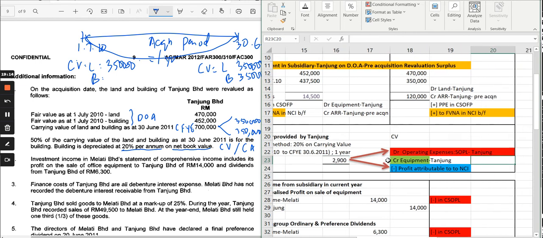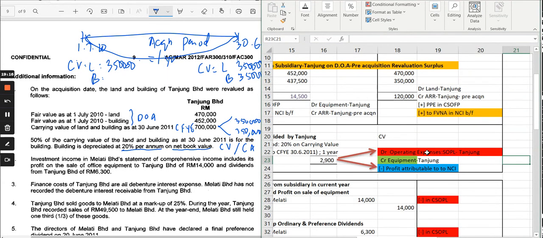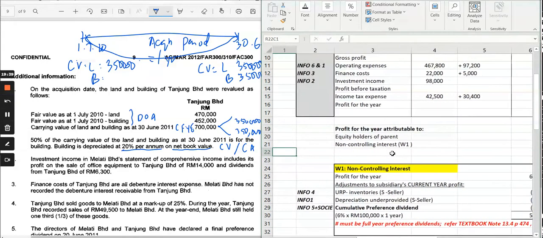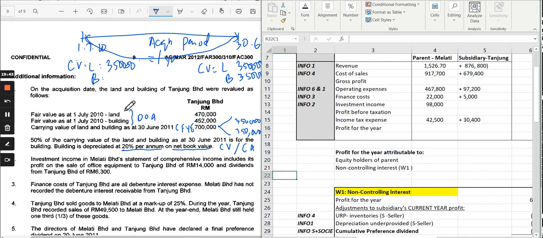2,900. So that will be debited to the operating expenses, because this is happening in the current year. The depreciation is in the current year. And that will be credited to the equipment. So the part that you credit to the equipment won't appear, but the one that you adjust because depreciation was being under provided will appear later in your consolidated statement of profit or loss, as to be added to the operating expenses in the adjustment section.